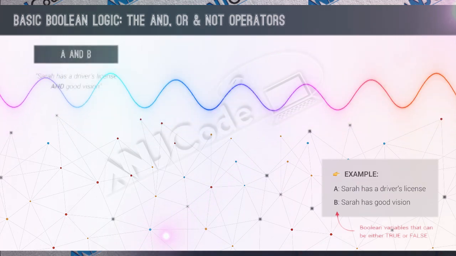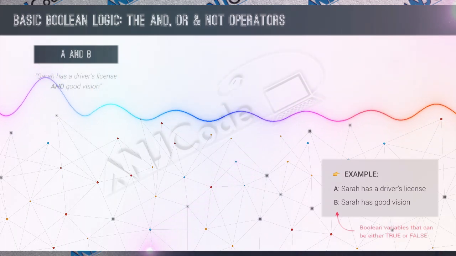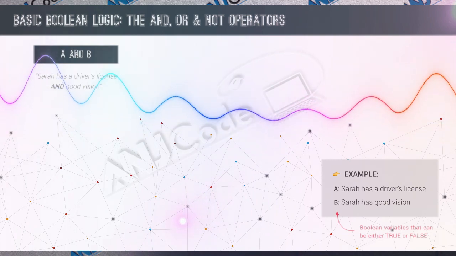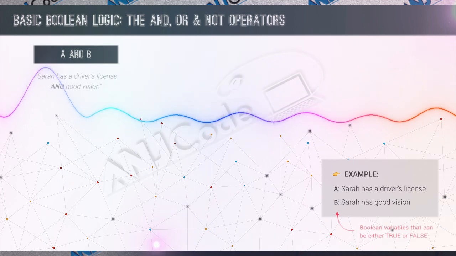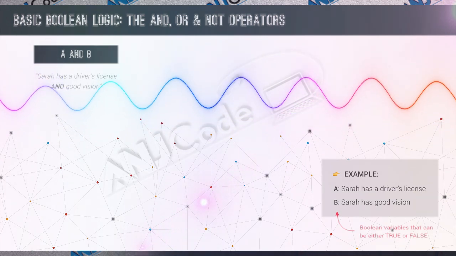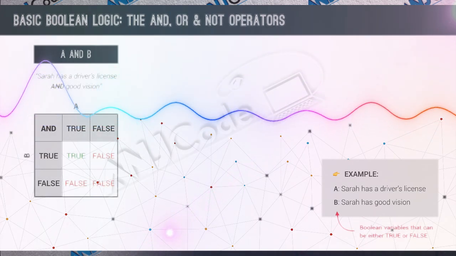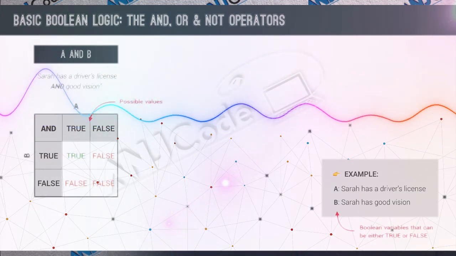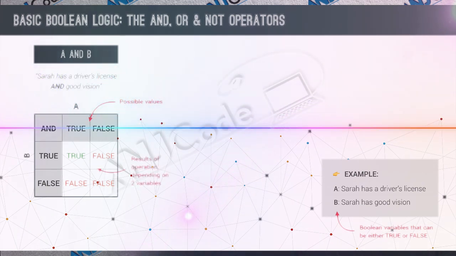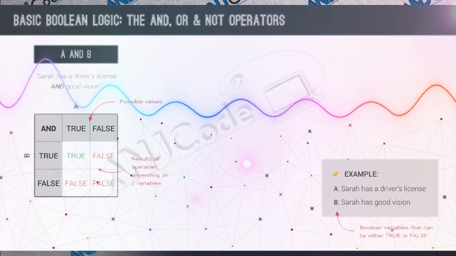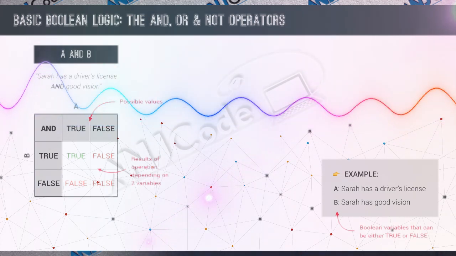Now, using the AND operator, like A and B, we can combine these two Boolean variables like Sarah has a driver's license and good vision. Okay, but now, what will be the result of this operation? Well, for that, we use a so-called truth table, which looks something like this. Here we have the two possible values for each of the variables A and B, which gives us 4 possible combinations of results. And so then all we have to do is to plug in the value of our variables and get the result of the AND operation from this table.